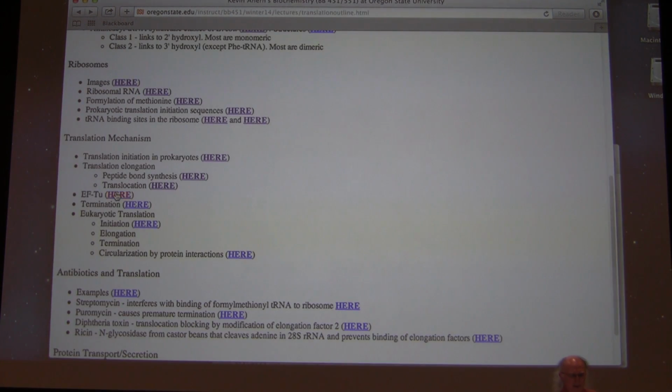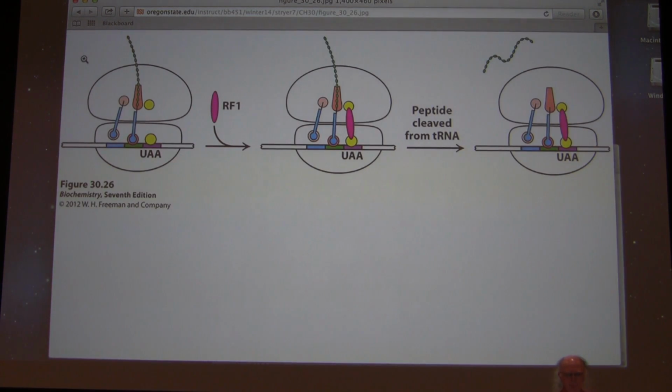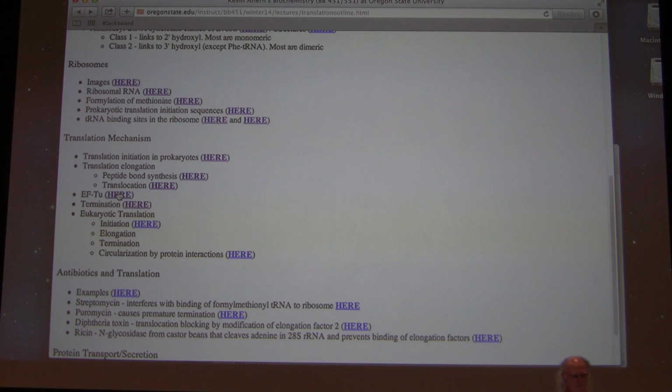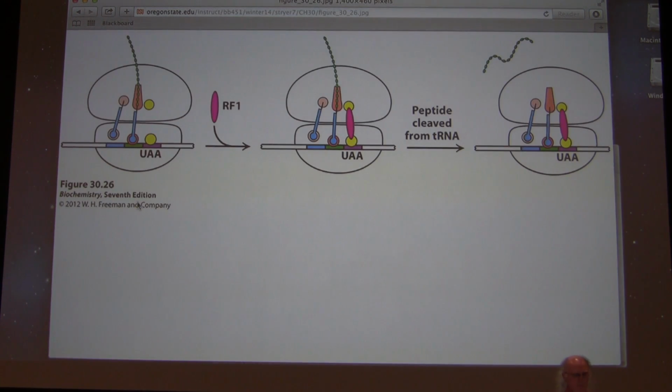Okay. EF-Tu. Why does that say EF-Tu? That's mislabeled. I'm missing a link for EF-Tu. All right. This now shows the process of translation.